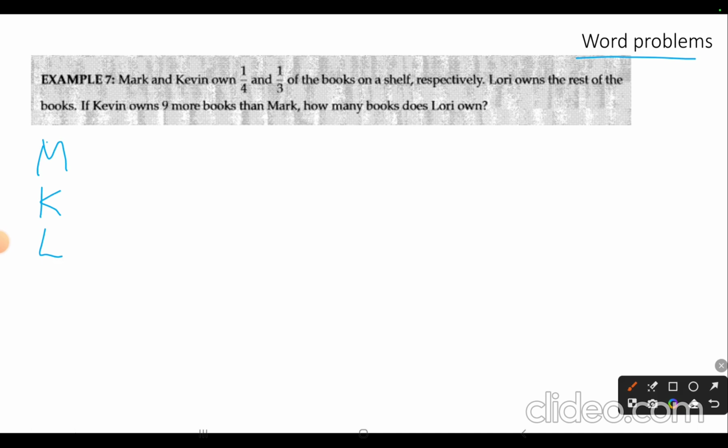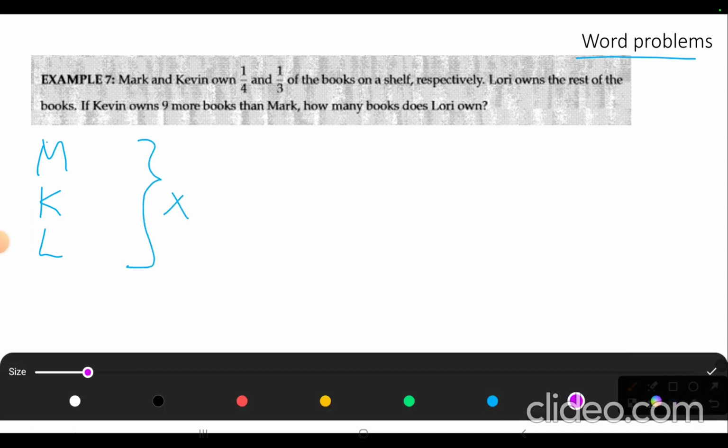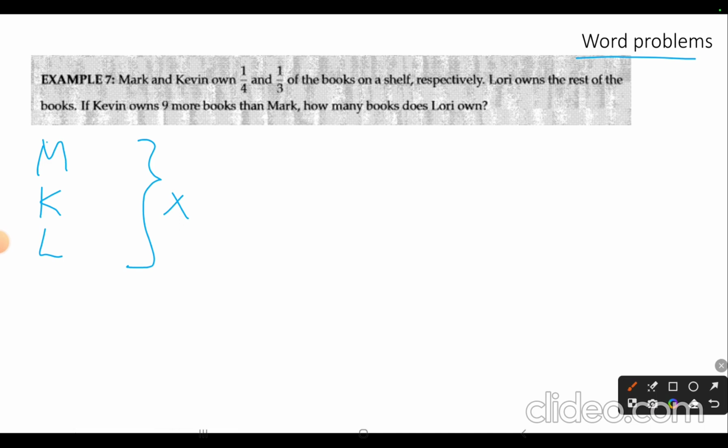And let's say total books is x. 1/4 of the total books will be 1/4x for Mark, 1/3x for Kevin, and we can find for Lori because they say Lori owns the rest. It will be x minus 1/4x minus 1/3x.